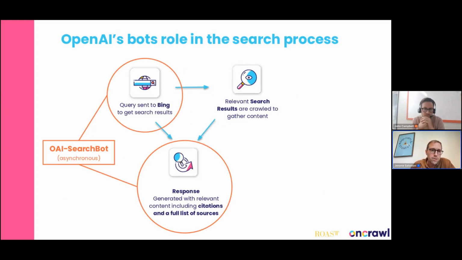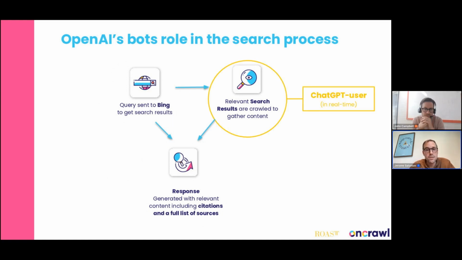Just about the bots, OAI-SearchBot is working on improving this search model. It's sort of pre-ranking and pre-selecting for some key topics to make the results better, basically. It doesn't work live, so it's not at the time somebody is asking a question. On the other hand, ChatGPT-User is really real time, and it's sent to gather the content.